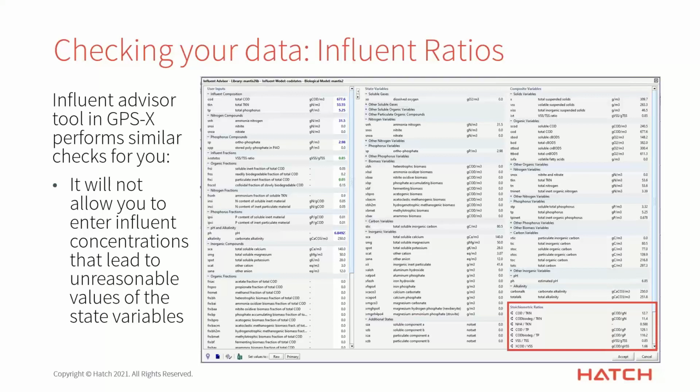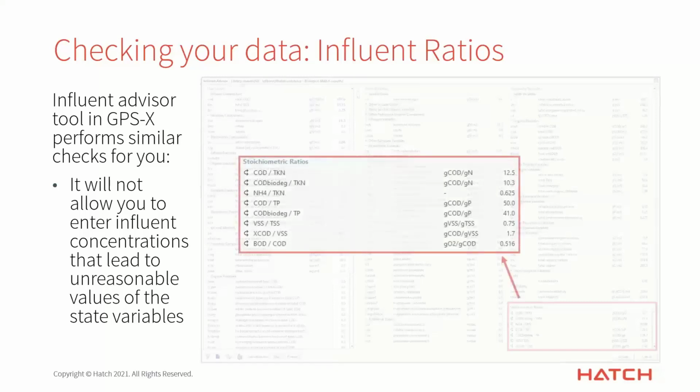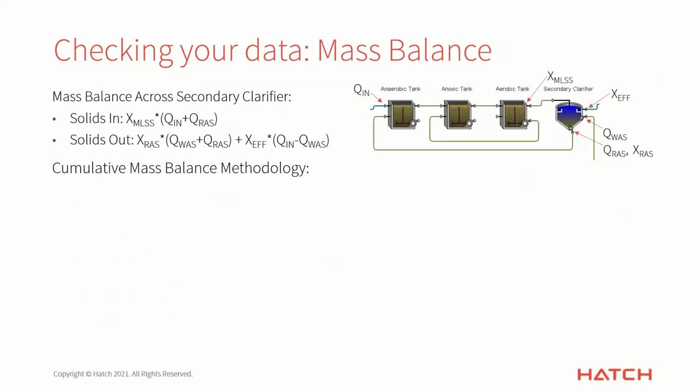So you can enter your influent there on the left, and then the state variables are calculated here on the right. And you can also see some of the ratios from the previous slide are actually in this bottom right corner here. So if I just bring that up, you can see the ammonia to TKN ratio is there, and the VSS to TSS ratio, and the BOD to COD. So those are all calculated for you there. So if you want to do a quick check after you enter your data into the Influent Advisor, you can just go look down there and see how your data is fitting into those ratios.